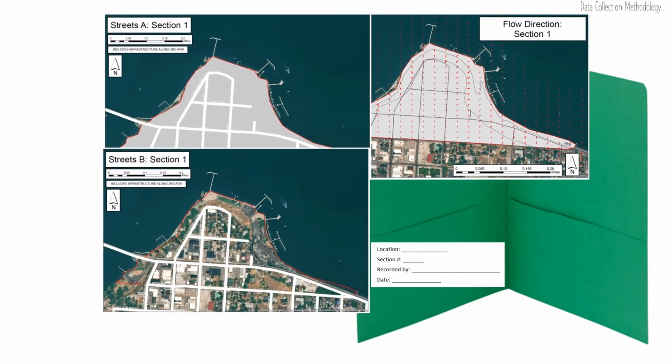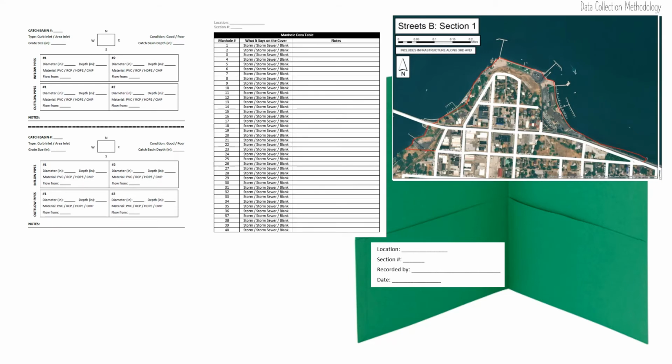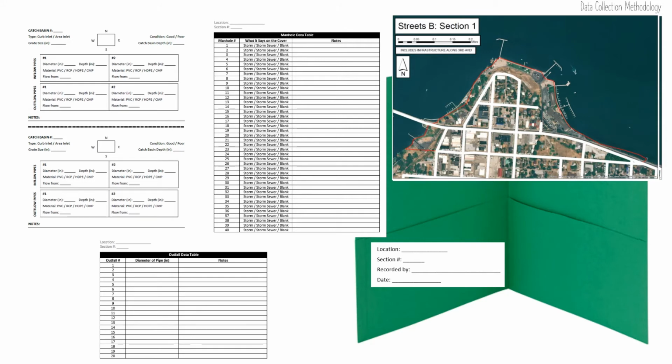In addition to the maps, you'll find a set of blank data sheets for catch basins, a blank data table for manholes, and a blank data table for outfalls. These data sheets and tables are the most important and most complicated part of this whole process, so I'm going to spend some time talking specifically about how to fill in the catch basin data sheet.